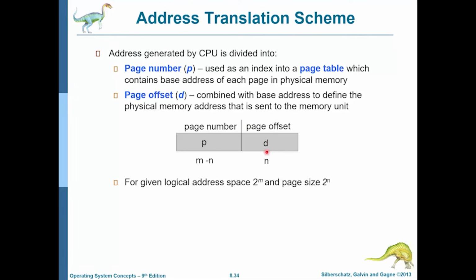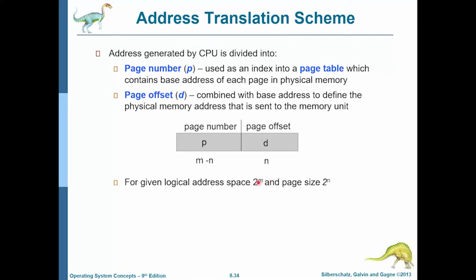Just like in segmentation, in paging also, a logical address can be divided into 2 parts. The most significant bits, that is p denoted over here, can be the page number, and the least significant bits can be the page offset. We have n bits to signify the page offset and m minus n bits to signify the page number. The total number of bits is obviously m, and m bits are enough to specify all addresses in the logical address space.